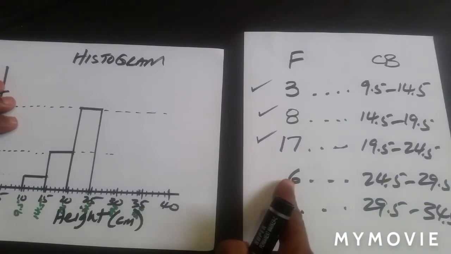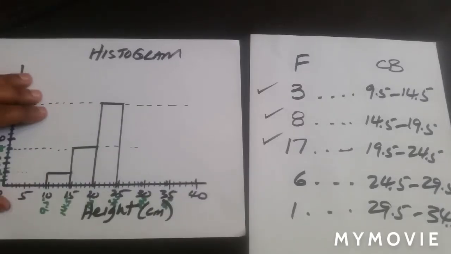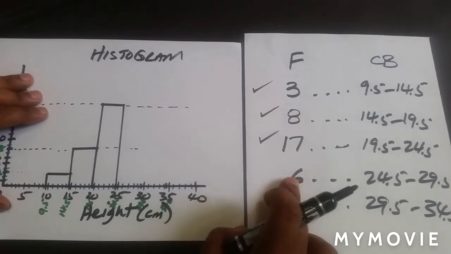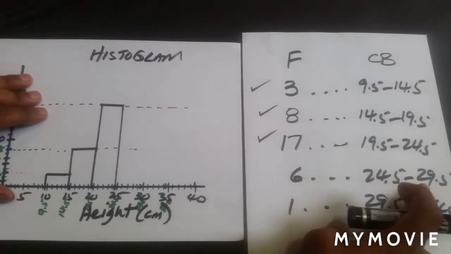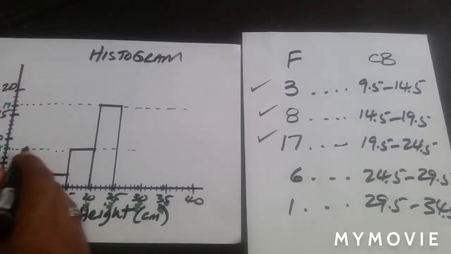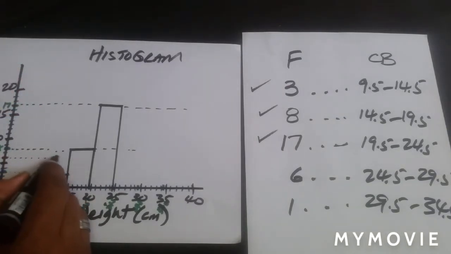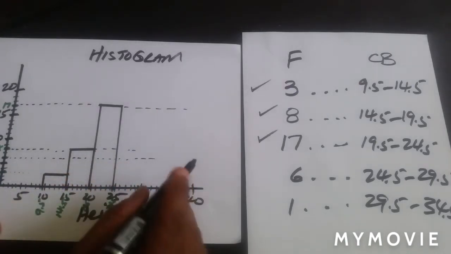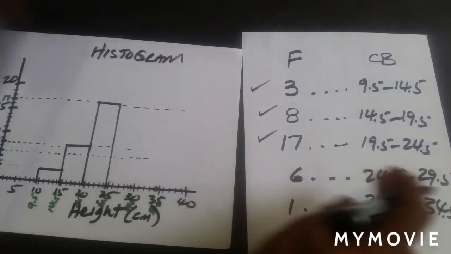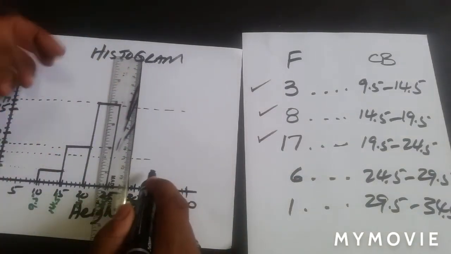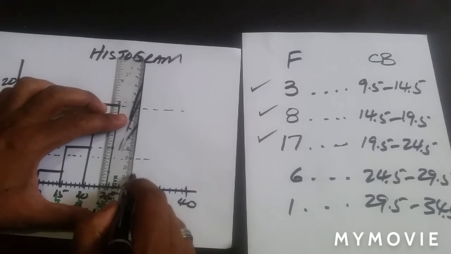Next one, the height of that bar is... All right, sorry again, the alarm went off, so apologizing for that. So the height of this bar is 6, 24.5 to 29.5. So 6 is here, so I'm just going to take a dot, carry it across so you see that we're dealing with the height of that bar there. So it's 24.5 to 29.5. So we're just going to carry that up to the 6.